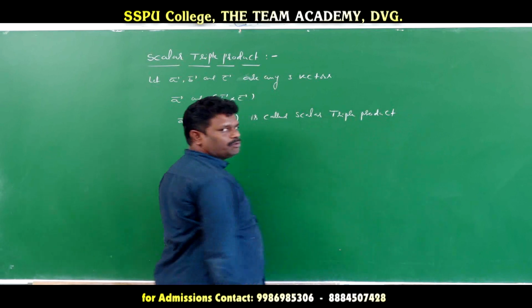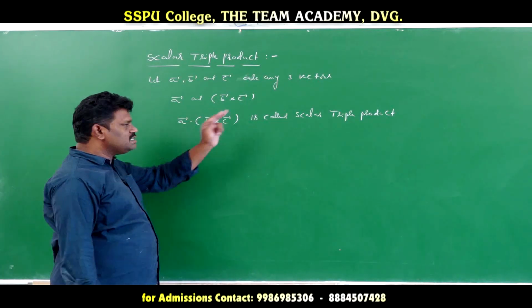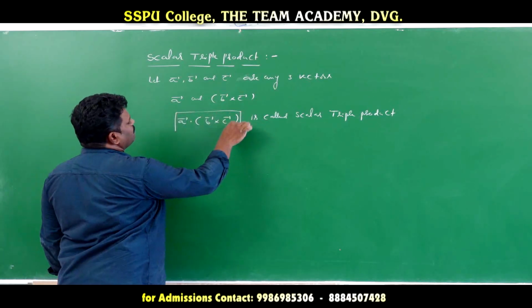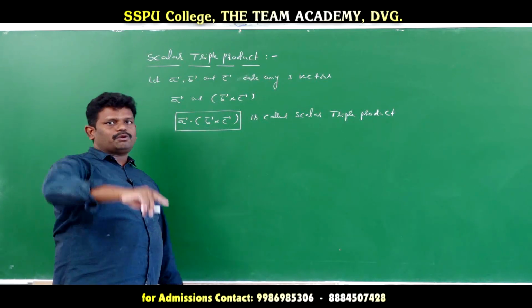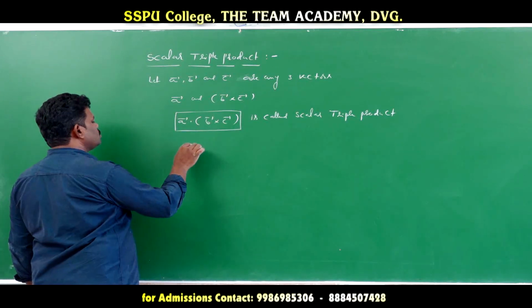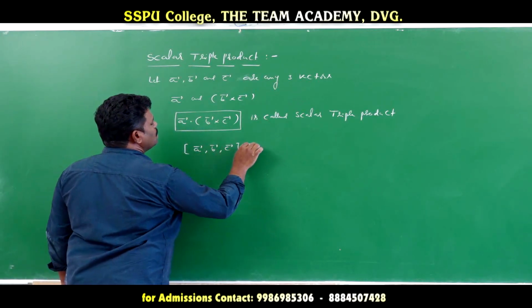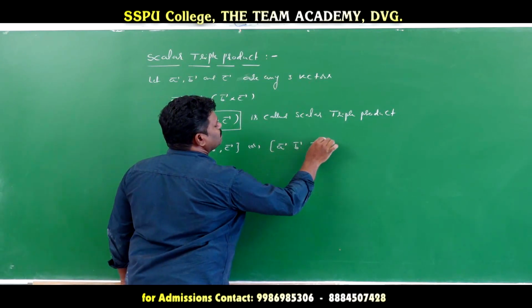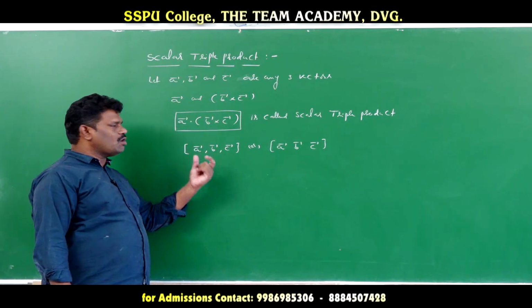Scalar triple product of vectors A bar, B bar, C bar in this order. Which order? ABC order. If you take it in this order, it is called the scalar triple product of the vectors A bar, B bar, C bar in this order. This scalar triple product is also denoted by box of A bar, comma, B bar, comma, C bar, or written without commas, box of A bar, B bar, C bar. So this is represented by the scalar triple product in box form.